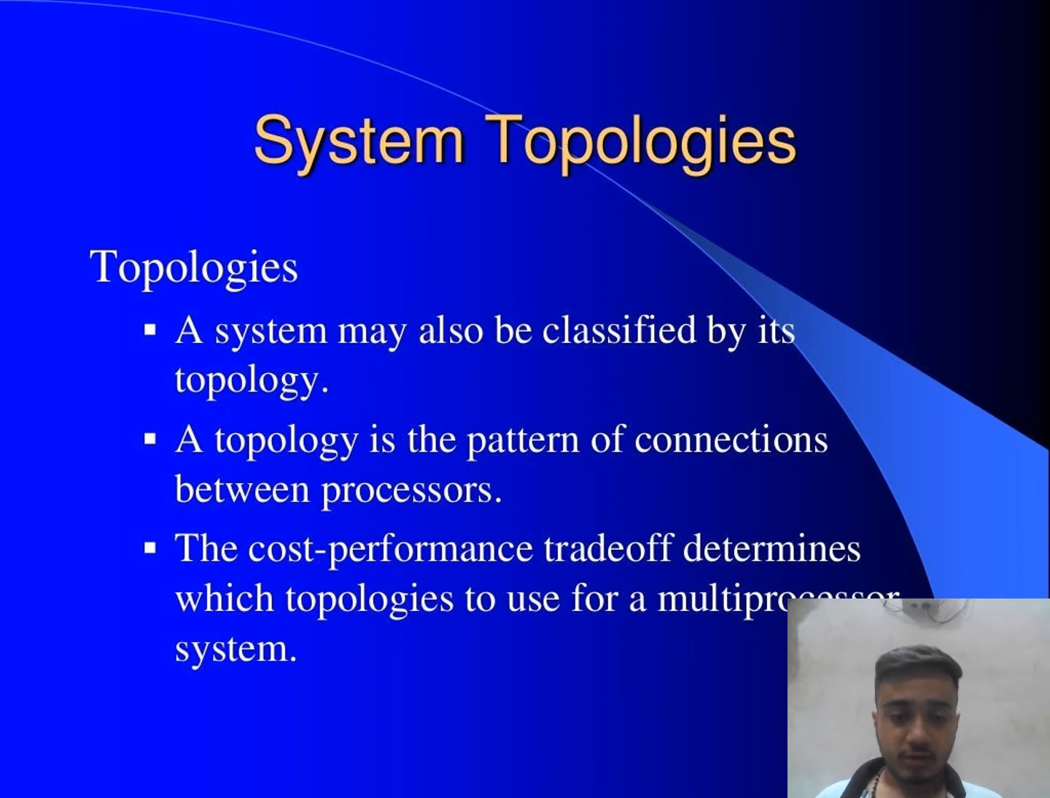System topologies. A system may also be classified by its topology. A topology is the pattern of connections between processors. The cost-performance trade-off determines which topologies to use for a multiprocessor system.